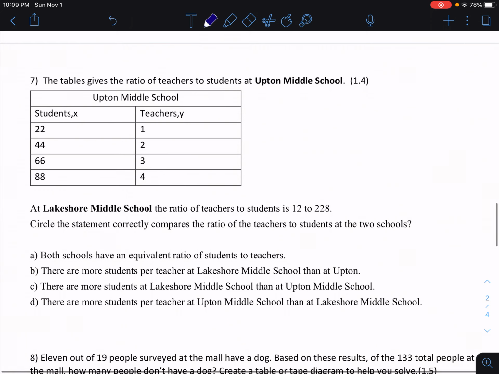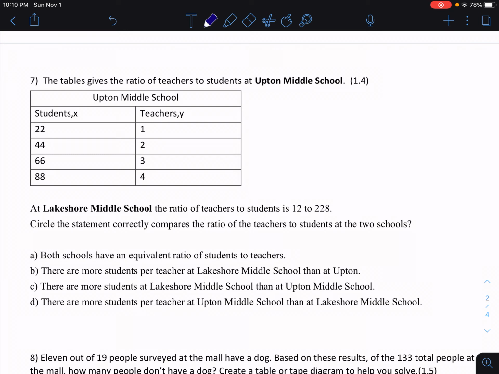Number 7 says the table gives the ratio of teachers to students at Upton Middle School. So at Upton Middle School, the ratio is 22 students to 1 teacher, and then they just continued the pattern in the table. At Lakeshore Middle School, the ratio of teachers to students is 12 to 228. Circle the statement that correctly compares the ratio of teachers to students at the 2 schools.